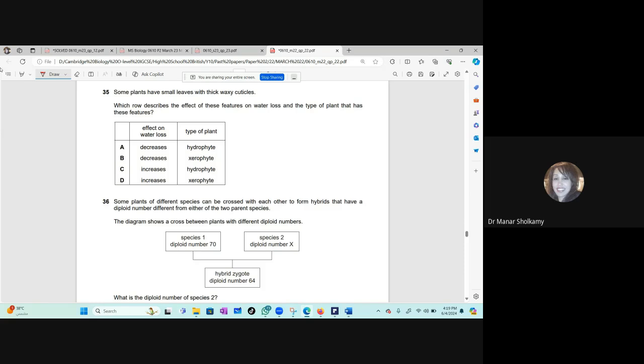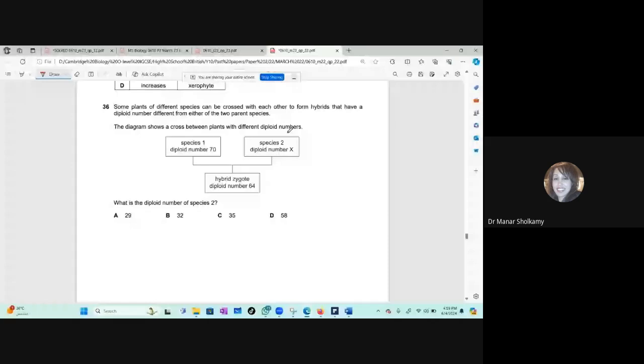Some plants have small leaves with thick, waxy cuticles. Which row describes the effect of these features on water loss and the type of plant that has these features? Effect on water loss, will this increase or decrease? And the type of plant, hydrophyte or xerophyte? Yes, it's a xerophyte, and it decreases water loss.